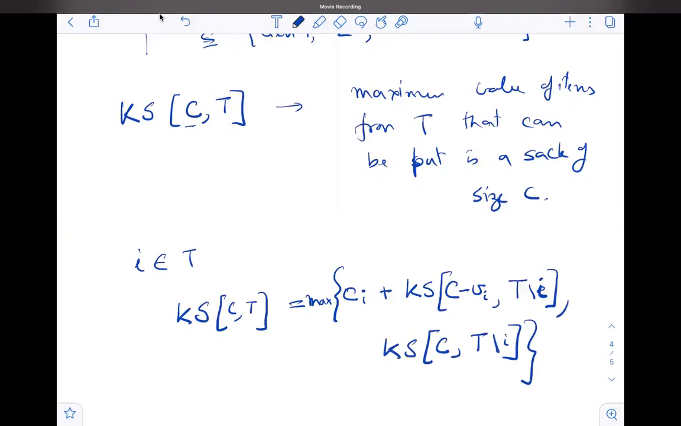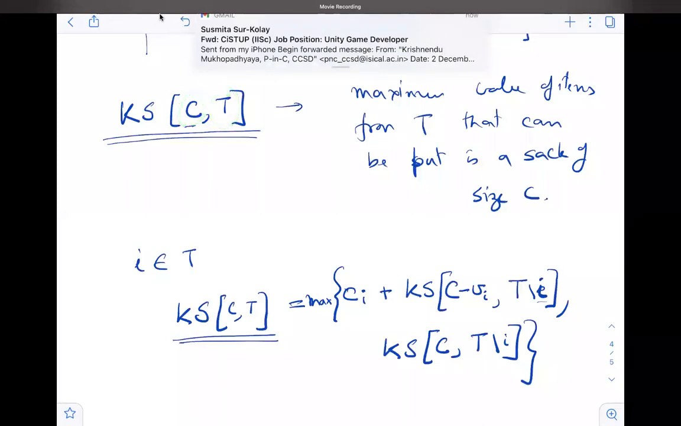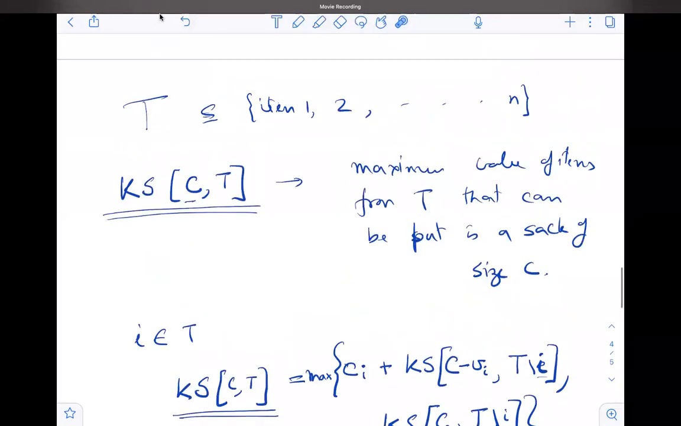Now, the problem is that if you write it this way, what is this I? Who is picking up this I? Any I, some I. So I have to solve this problem for a lot of things. What all things do I have to solve? I have to solve K(C, T) for different values of C and all possible subsets T of the items. If we sort the items in the order of their cost, will that help by any chance? That will of course help.